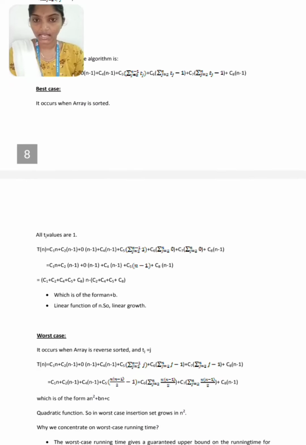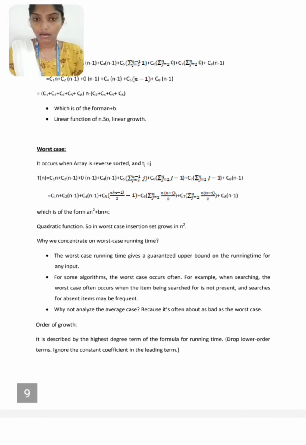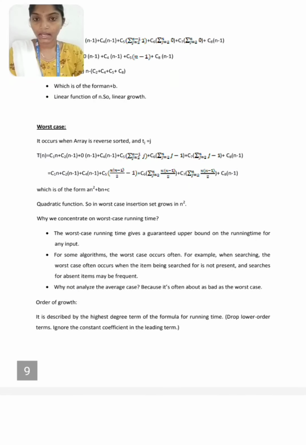Next, the best case occurs when the array is already sorted. All t_j values are 1. This gives the formula, which is a linear function of n, so linear growth. The worst case occurs when the array is in reverse sorted order and t_j is equal to j. This is the formula for the worst case, of the form a n square plus b n plus c, a quadratic function. So in the worst case, insertion sort grows as n square.